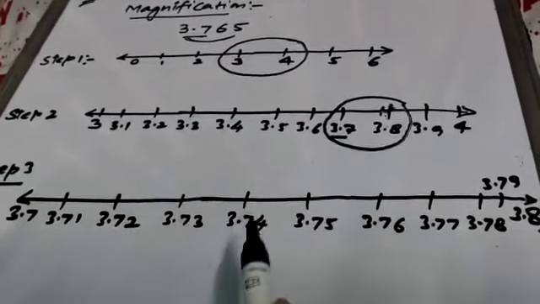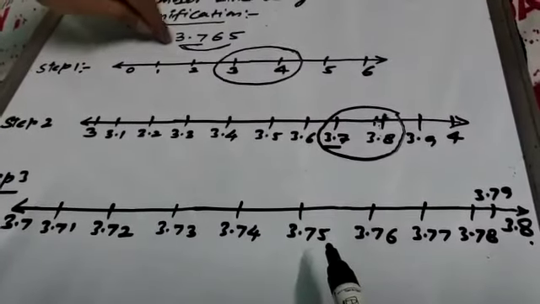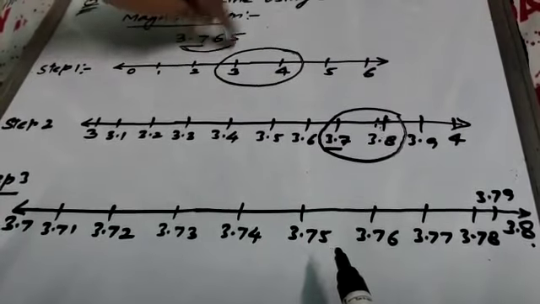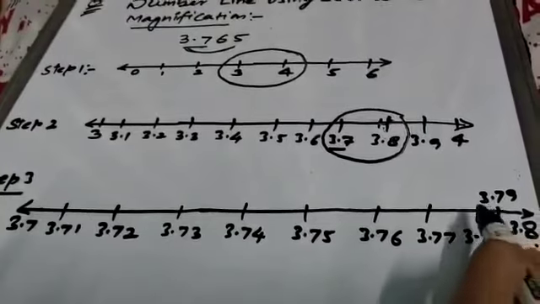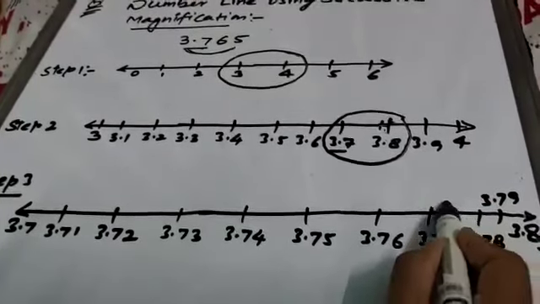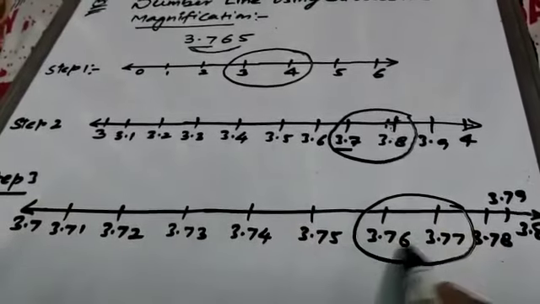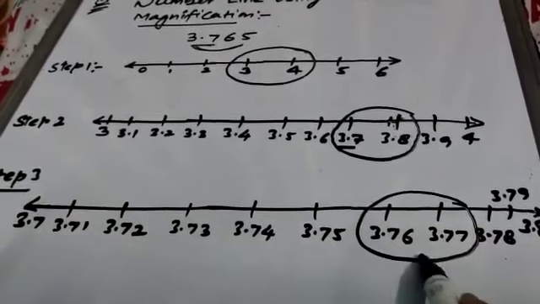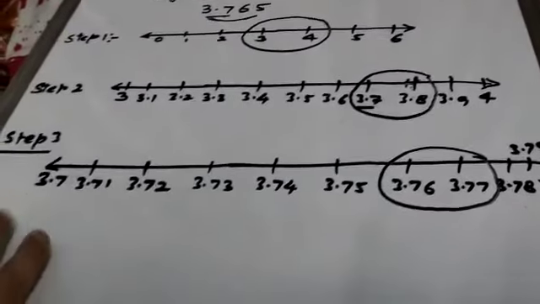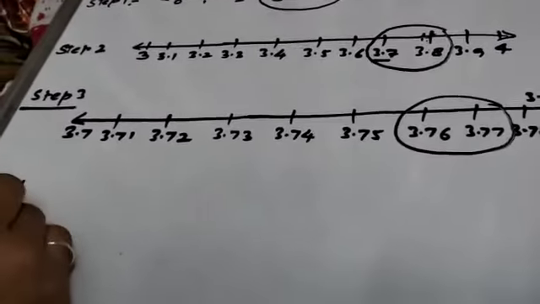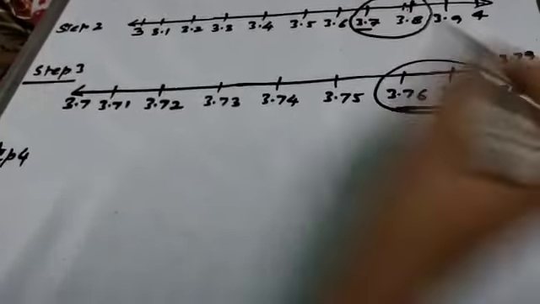Now you can see there is the number 3.76. The number 3.765 will lie between 3.76 and 3.77. It means you will magnify 3.76 and 3.77. In step 4, you will magnify 3.76 and 3.77.